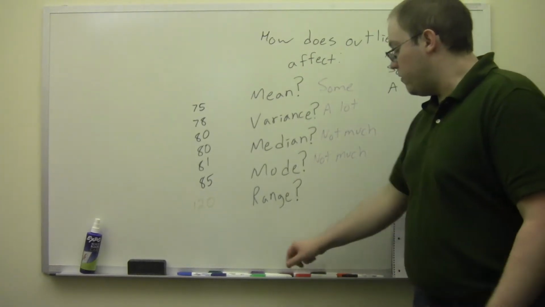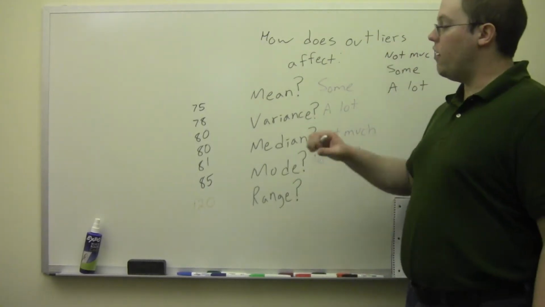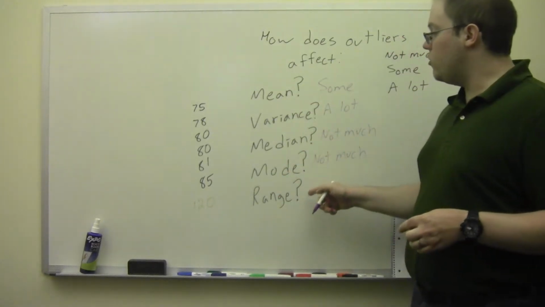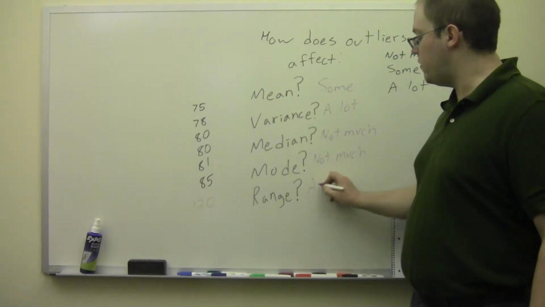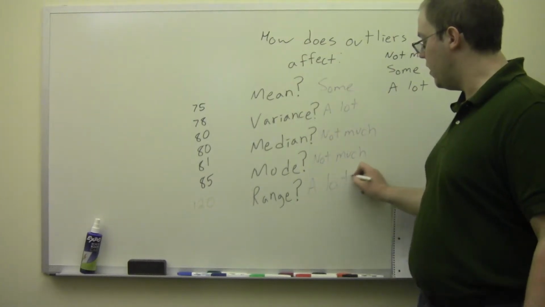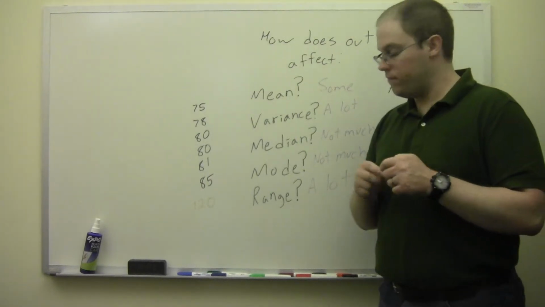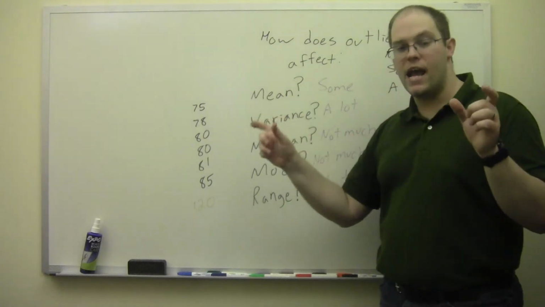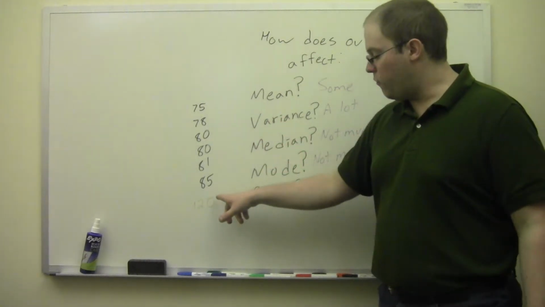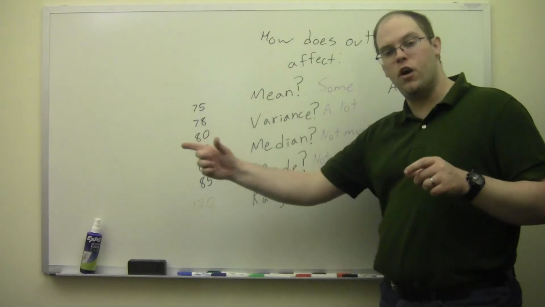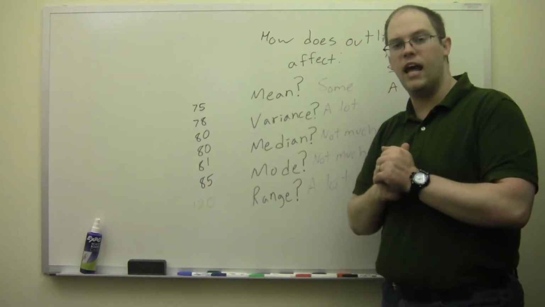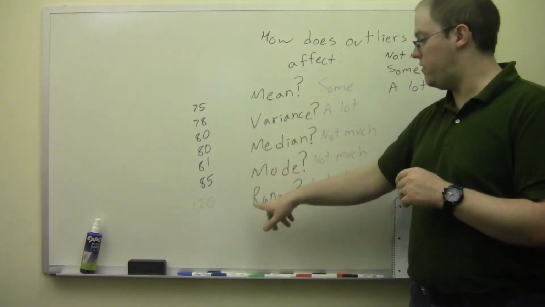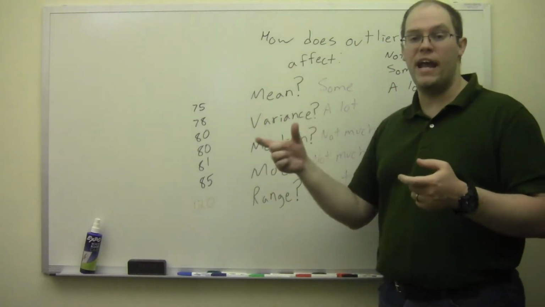Finally, how much is the range affected? Remember, the range is the maximum value minus the minimum value. So the range, a lot like the variance, is also going to be affected very much. The range and the variance tend to capture how spread out the data are, and if we have a point that's extremely far outside of where the rest of my data lie, then it is going to affect the variance and the range that try to capture how spread out the data is.